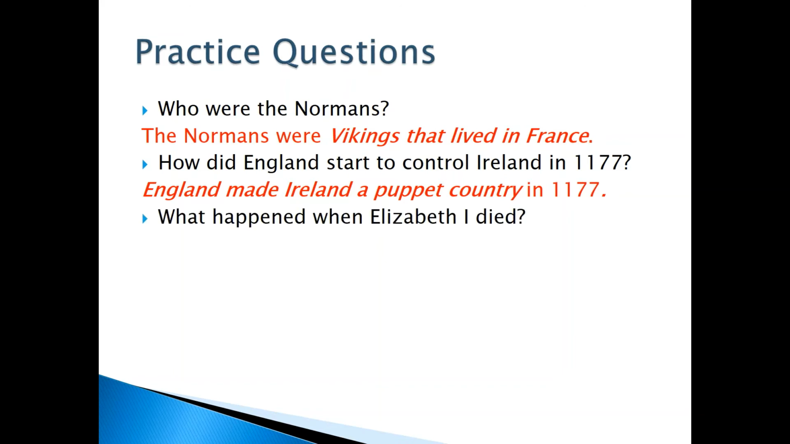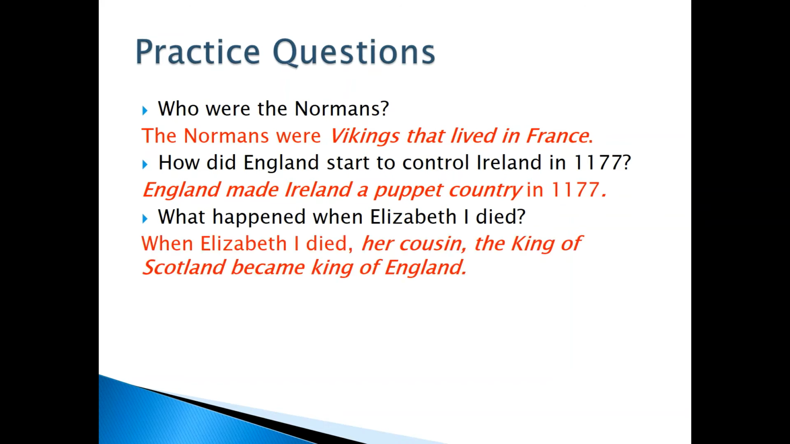What happened when Elizabeth I died? When Elizabeth I died, her cousin, the King of Scotland, became King of England. So her cousin, King James of Scotland, became King James of Scotland and England.